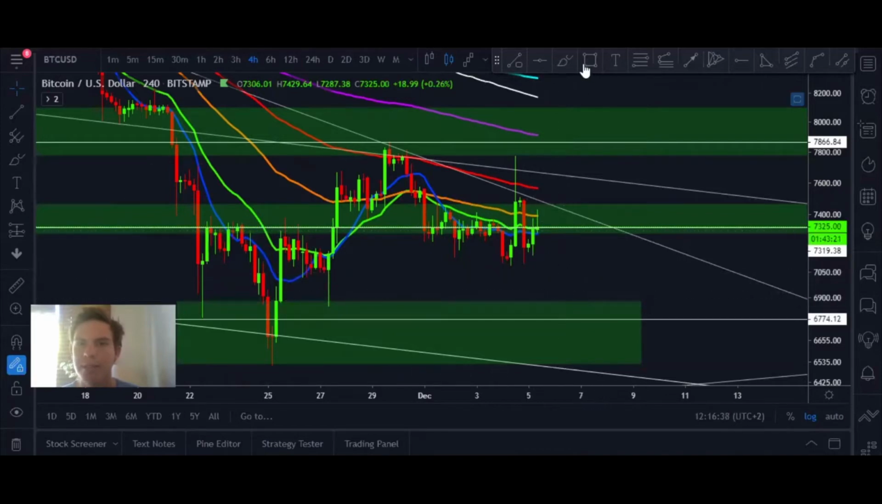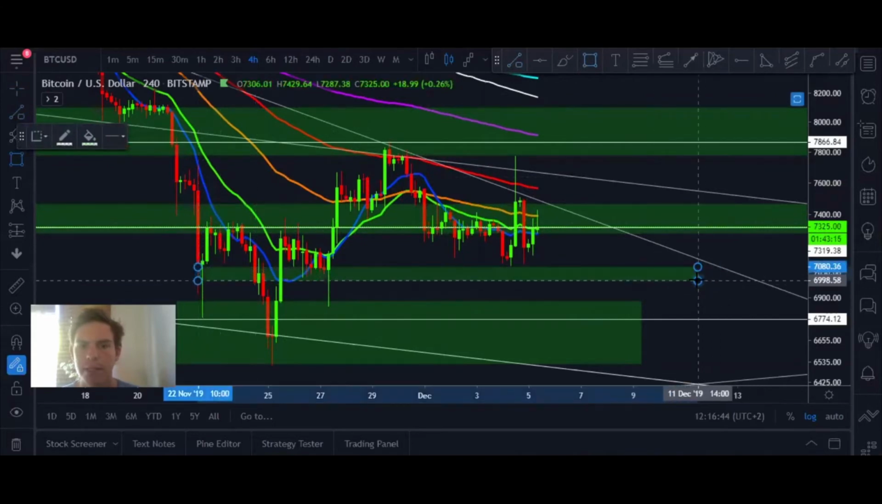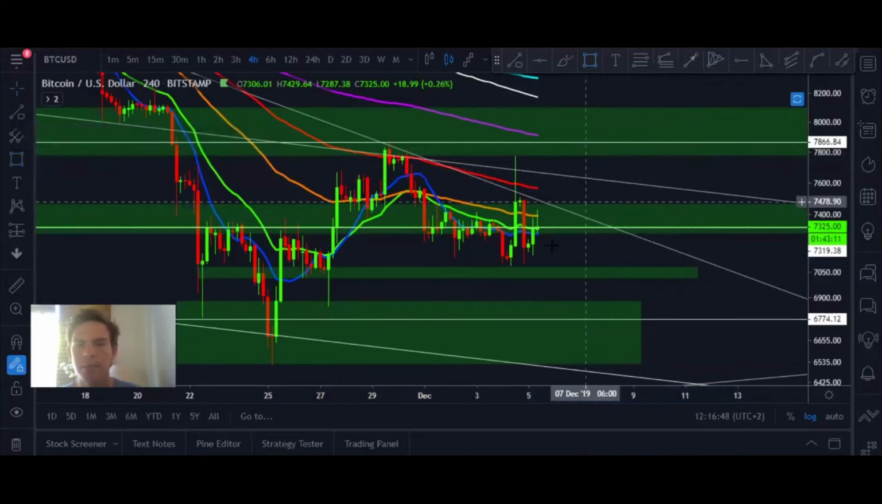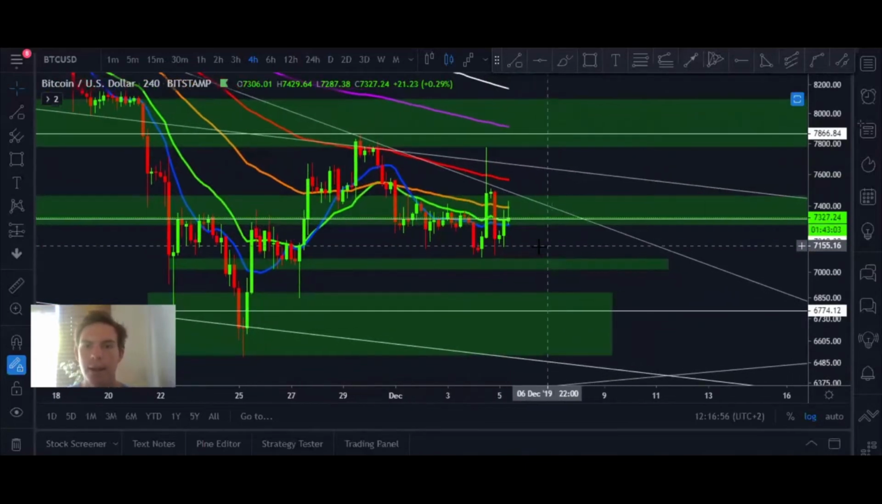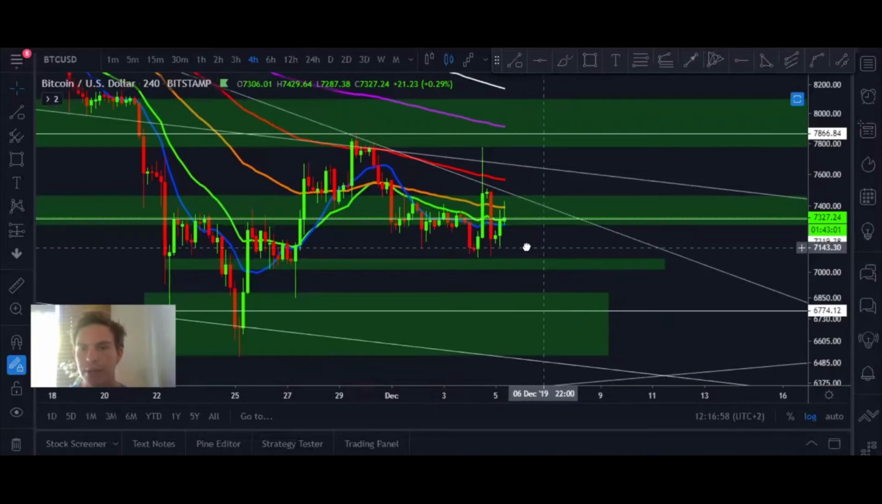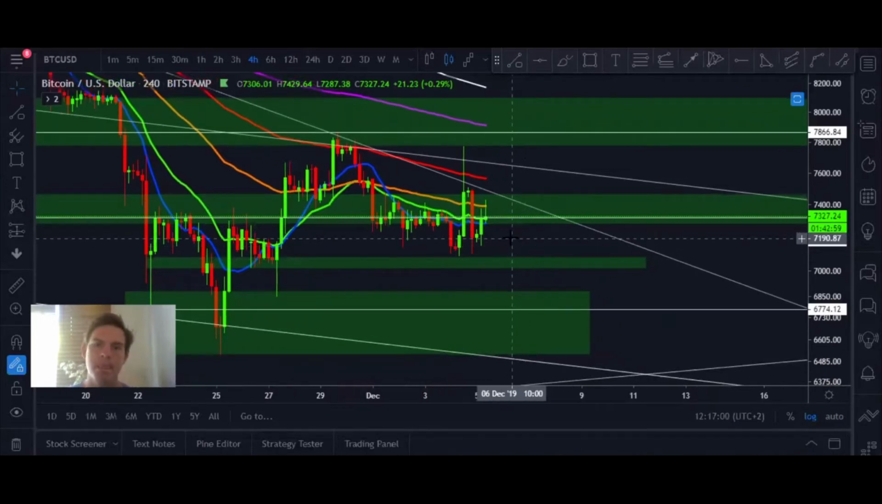I will, however, take some profits off the table around this zone right here. So let me just draw this in. And if it does bounce from this zone right here, then at least I've got some profit off the table and I'll move my stop loss to break even. So that would be then a risk-free trade to the downside. That's what I'm looking for.